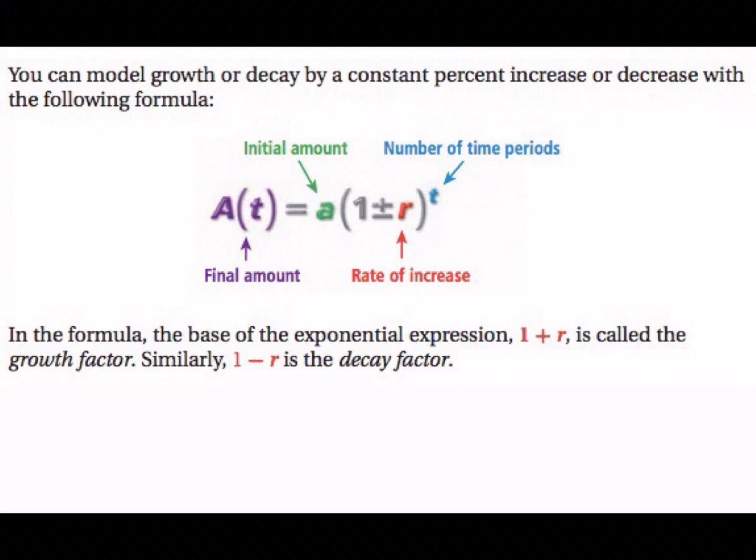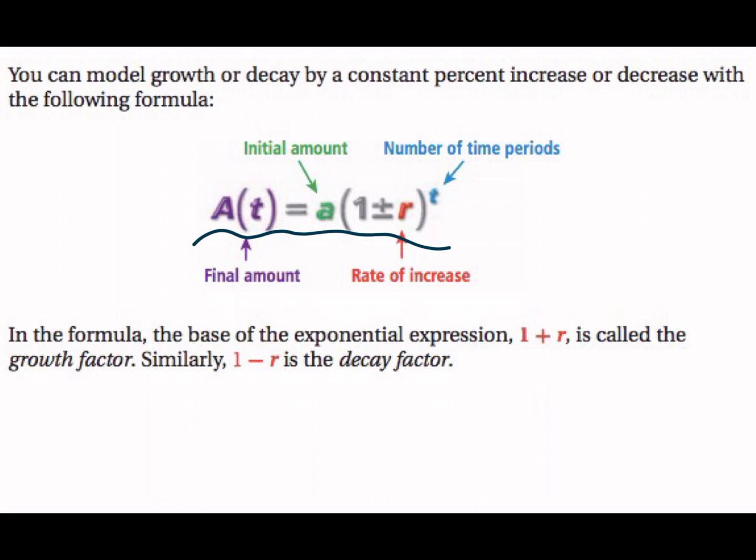Exponential growth and decay, we have a formula to help us model application problems. So you should be familiar with this formula right here. A in light green stands for the initial amount or the starting amount of your application problem. And then we have 1 plus R if it's growth and 1 minus R if it's decay. And then T is our variable, and that stands for time.